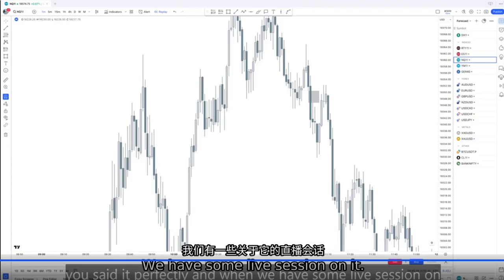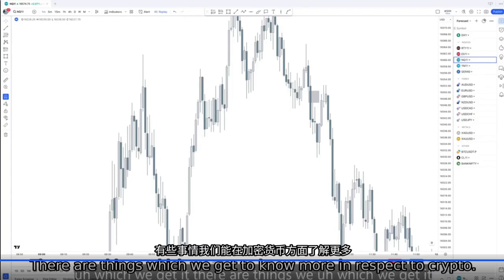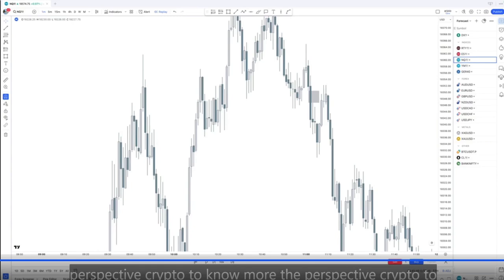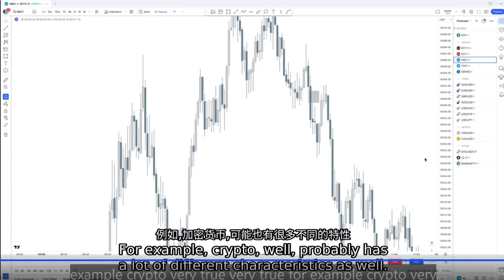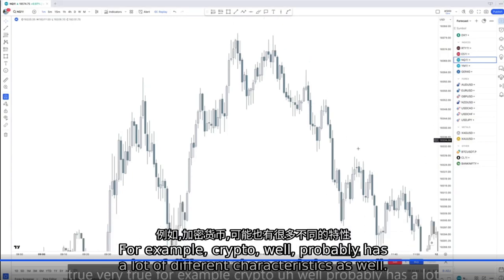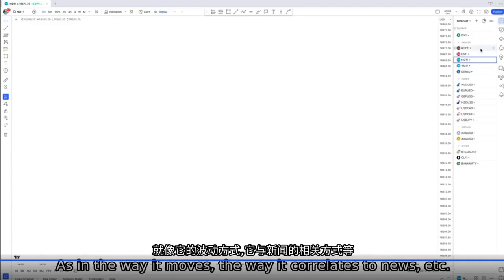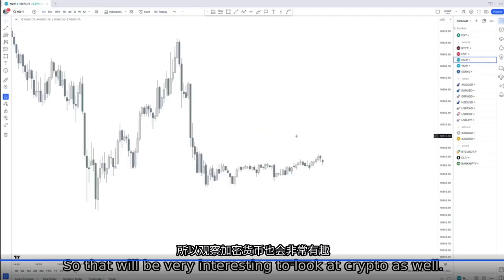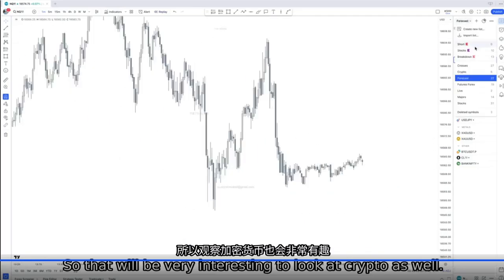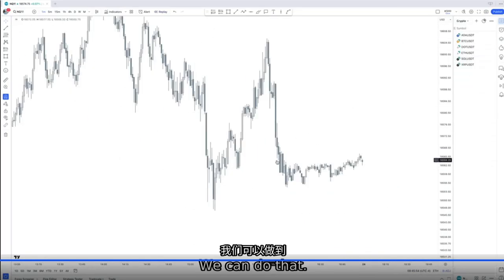When we have some live session on it, there are things which we get to know more in respect to crypto. Very true. For example, crypto probably has a lot of different characteristics as well, as in the way it moves, the way it correlates to news, etc. So that will be very interesting to look at crypto as well. For sure, we can do that.